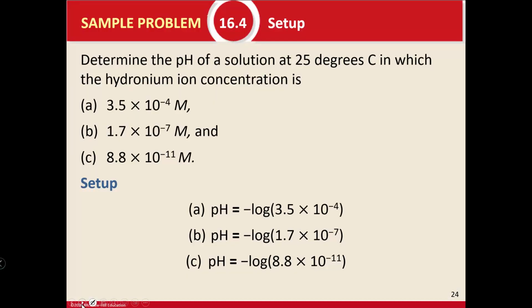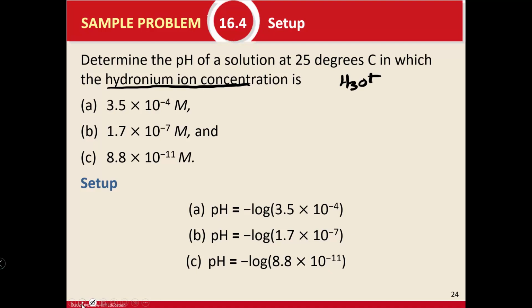All right, so here we go. It says determine the pH of the solutions. They're all at 25 degrees Celsius. Why are they saying that? Because at 25 degrees Celsius, you know the ion product constant of water is 1 times 10 to the negative 14th. And that's what pH is based on. So these are all hydronium ion concentrations. These are all H3O positive concentrations in moles per liter.